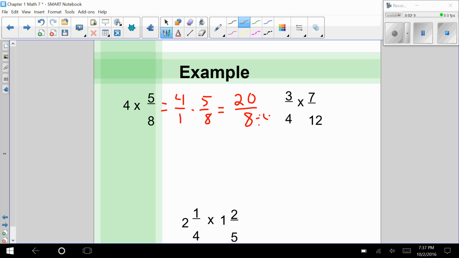And I know that 4 goes into both of these. So 20 divided by 4 is 5. 8 divided by 4 is 2. My final answer is 5/2.